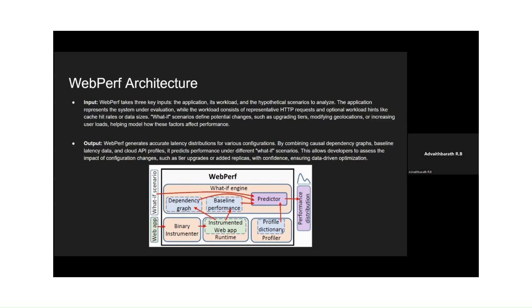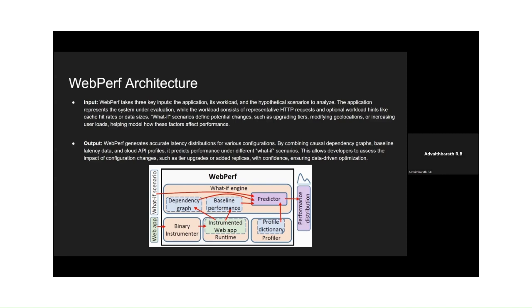It has a binary which instruments the application at the bytecode level to capture execution traces, causal dependencies, and runtime data. This instrumented application is executed, producing a dependency graph and baseline performance metrics to model current behavior. In parallel, the WebPerf profiler builds offline latency models for cloud APIs, which are stored in the profile dictionary. These models, independent of specific applications, account for performance variation based on configuration and workload.